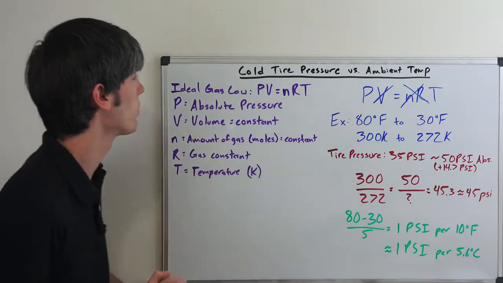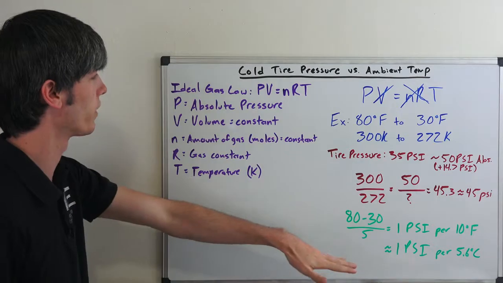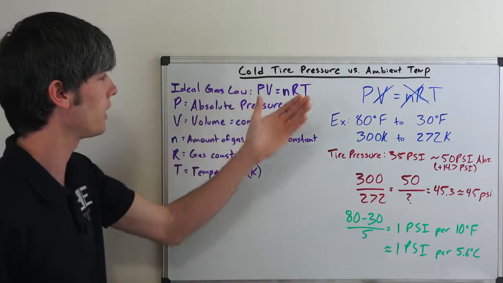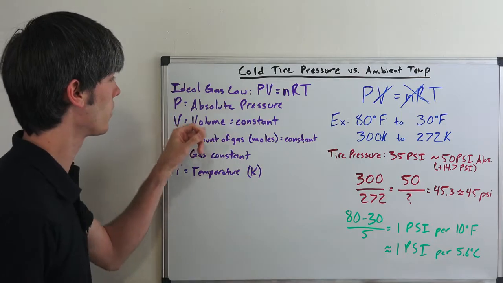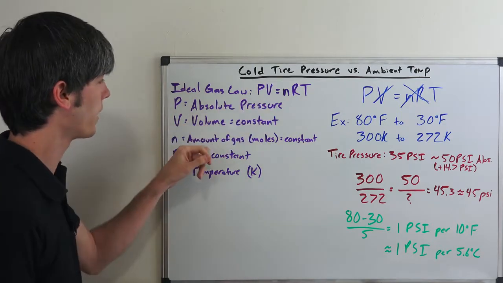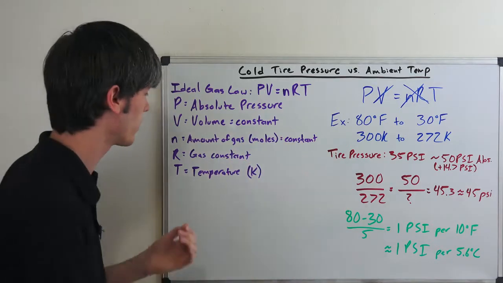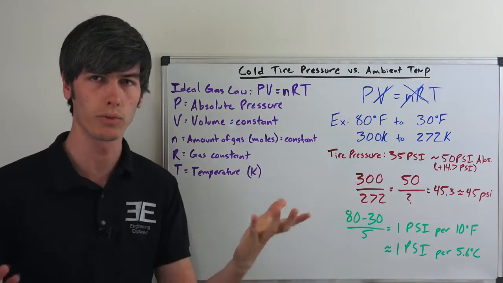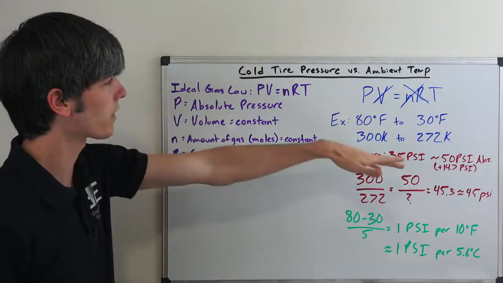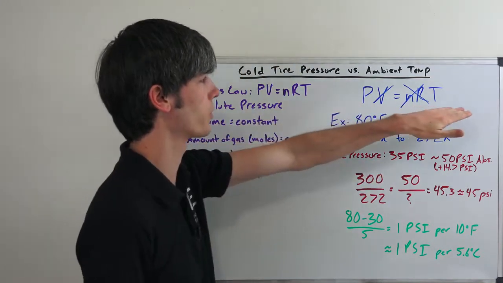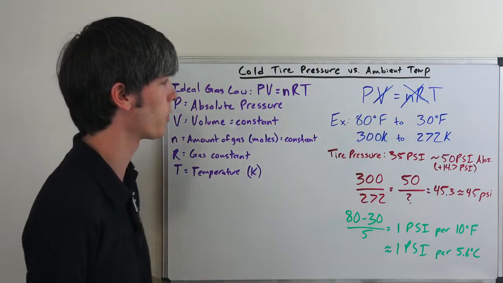Well, it all comes from the ideal gas law, and it's a very simple equation that we can work out to prove this fact. So we have PV equals nRT. P is the absolute pressure within the tire, V is the volume, so it's constant, n is the amount of gas within the tire, in moles, and this is also constant, R is a gas constant, which of course is constant, and T is temperature. So if we eliminate the constants, we have P being proportional to T. So pressure and temperature are directly proportional.